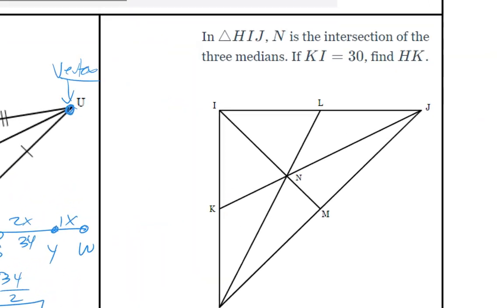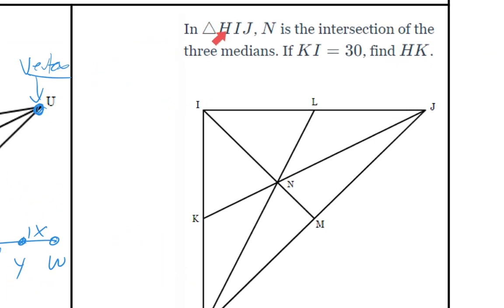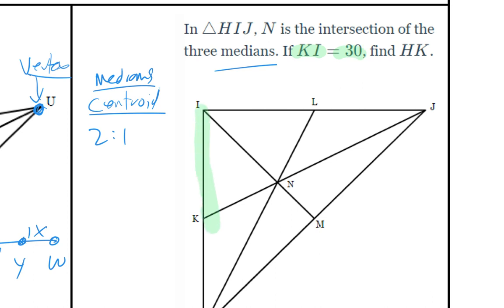All right, so now let's do our final example. We got this. All right, last example, it says in triangle HIJ, N is the intersection of 3 medians. All right, cool. So with medians, we know we're dealing with a centroid, right? Centroid tells us the lengths are 2-to-1 ratio. Okay, so let's trace that out first. It says KI is 30, right? So KI. Oh, snap. Let's look at that.